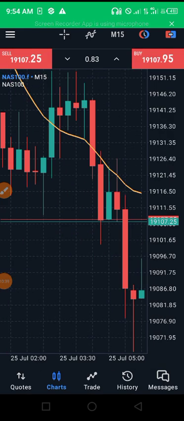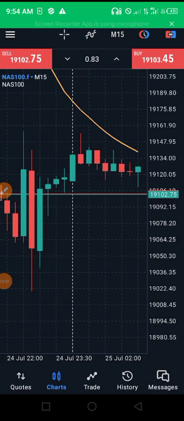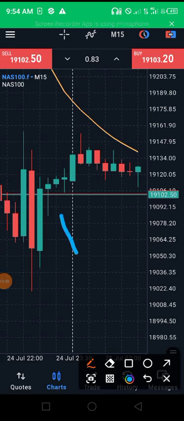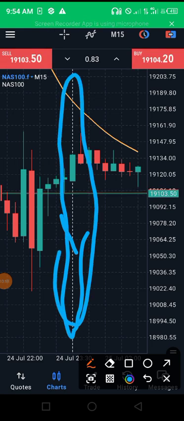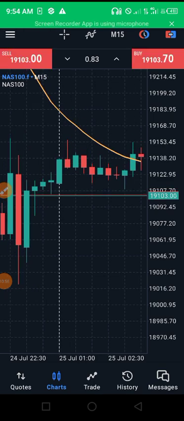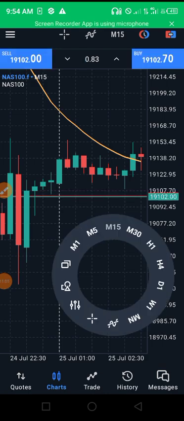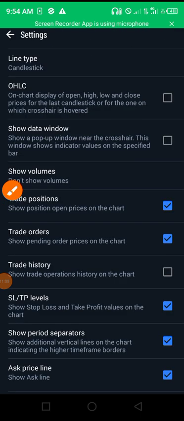So look at the first three candles. This is the new day now. This white line that I circled is the new day. If the new day is not on your own chart, DM me. Let me show you how to put it. Just click on settings like this, click on this option, then go to show period separator.